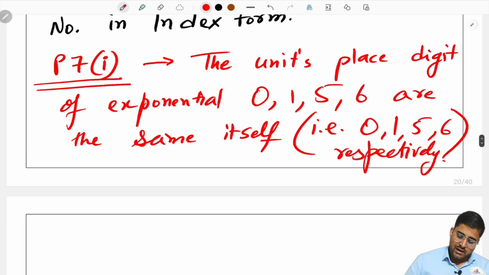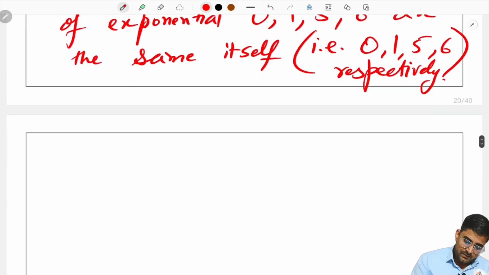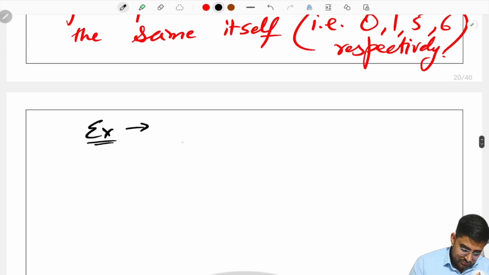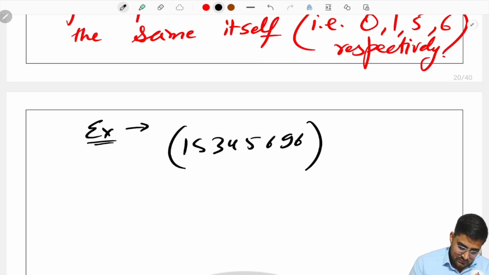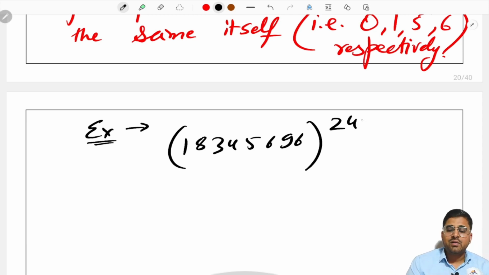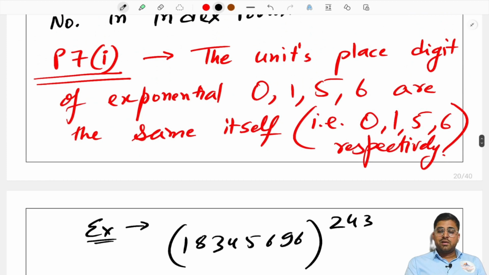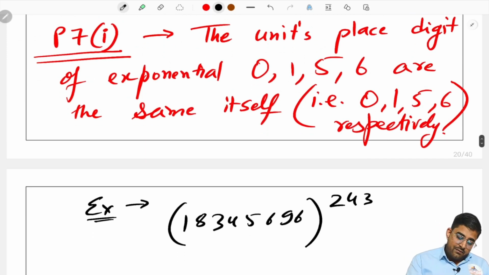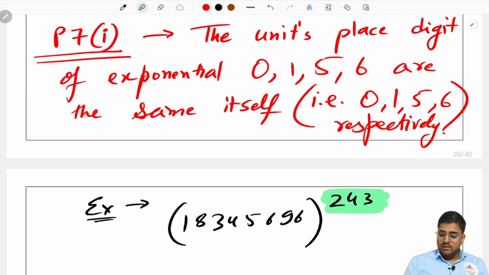So what I have read right here, pay attention. Take another pen. For example, there is some big random number, take anything. Let us put it here. A big number, no relevance at all, and some random power. Now, according to this property, whatever the number, whatever the power is, it doesn't matter.